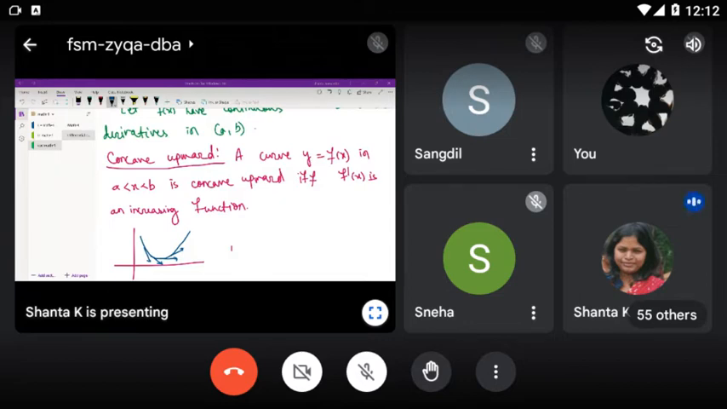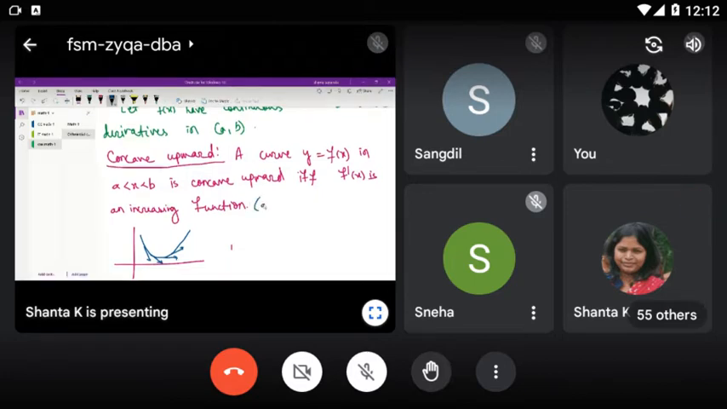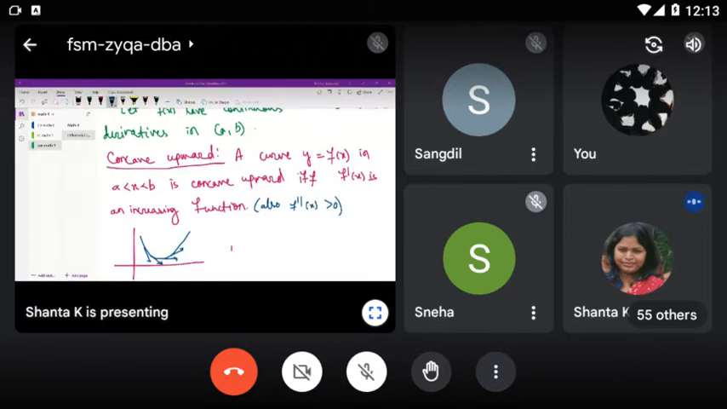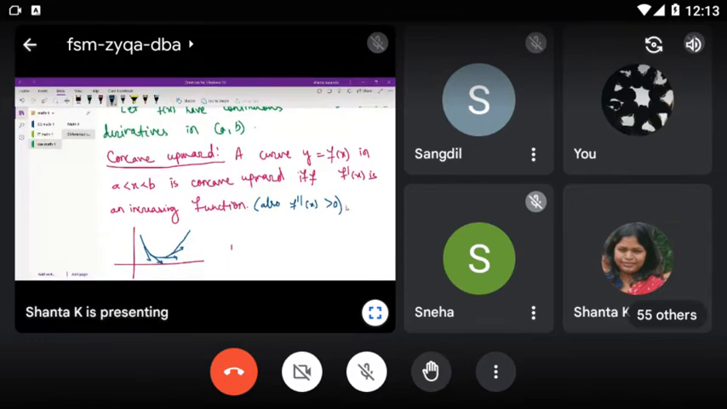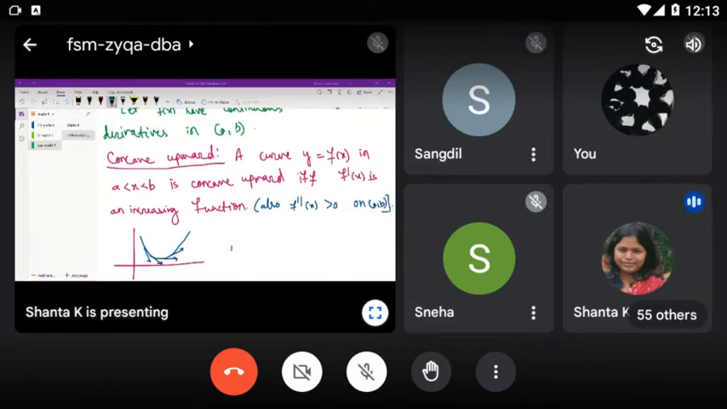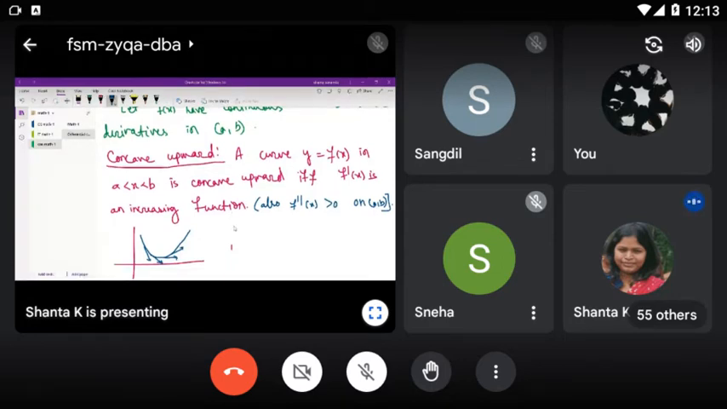Okay. So here f dash is increasing, so in terms of second order derivative we can also say f double dash x is positive on the interval. Such a function is called a convex function. So f(x) is called a convex function. Okay.